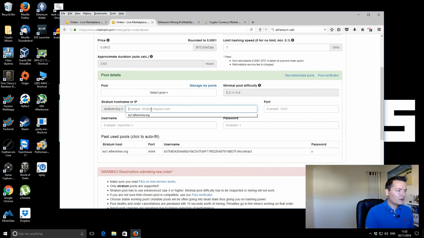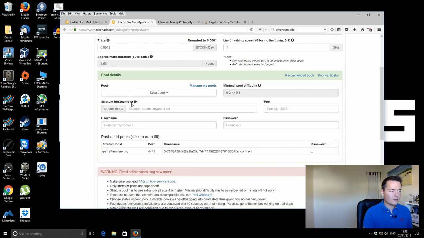Just to confirm something, NiceHash only works with Stratum pools, so don't use any other types of pools. If you go to the pool that you want to use, so I normally use Ethermine.org or Suprnova, most of those pools will have a getting started page, and that will tell you exactly how to set up your miner, or in this case how to set up NiceHash.